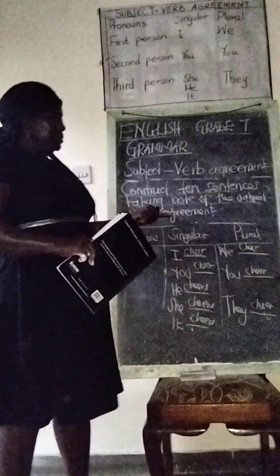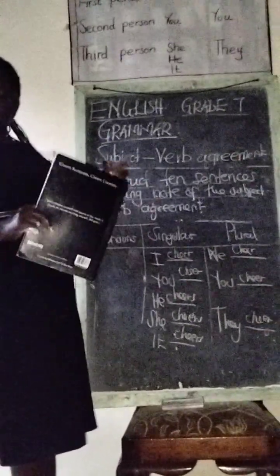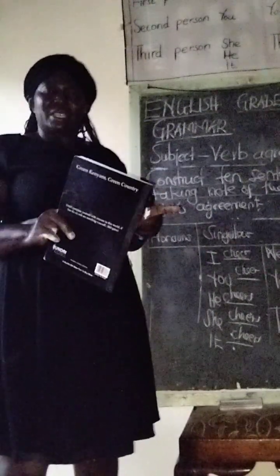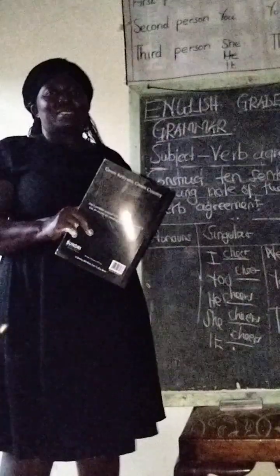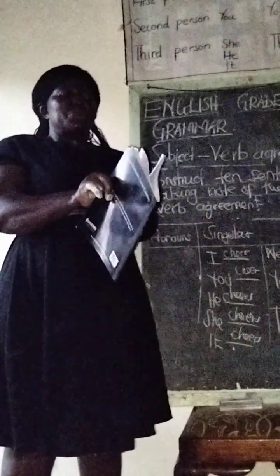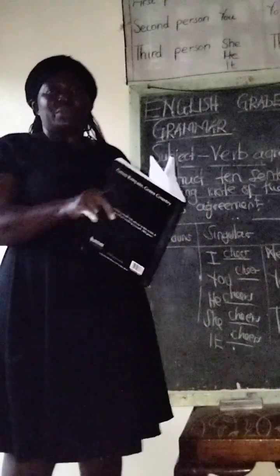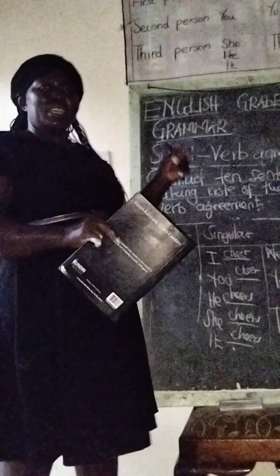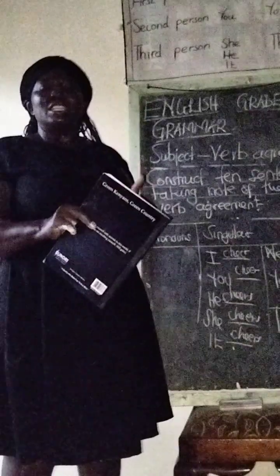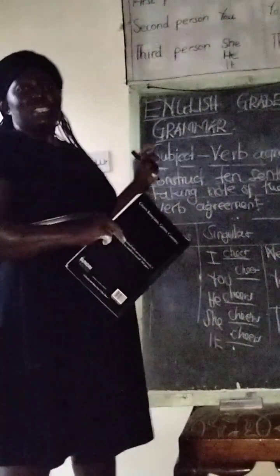Then we went ahead to construct sentences taking note of subject-verb agreement. When you are reading texts, take note of the subject-verb agreement. As you speak to your friends, as you write, take note of it, because it helps make the sentence understandable. When you consider the rule of subject-verb agreement, whatever you are saying is clearly understood. For now, the lesson is over. I hope you enjoyed.